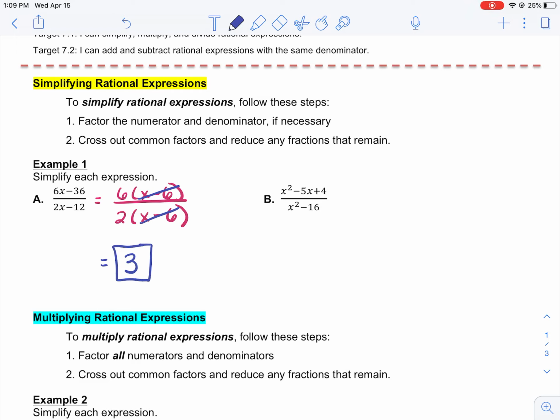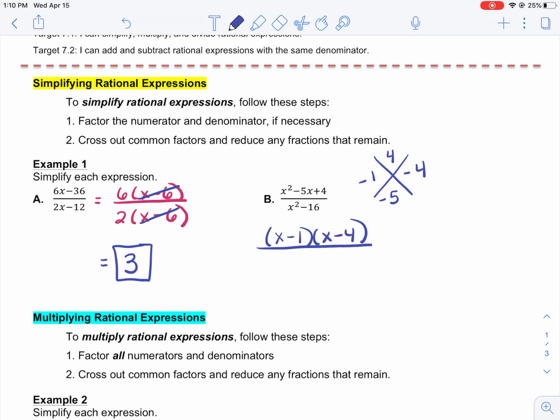Okay? In the second example, we can factor the top and the bottom again. The numerator, I'm going to factor by using a diamond. So I need two numbers that multiply to give me positive 4 and add to give me negative 5. And so I'm going to use negative 1 and negative 4. And so I'm going to write the numerator in factored form. x minus 1 times x minus 4.